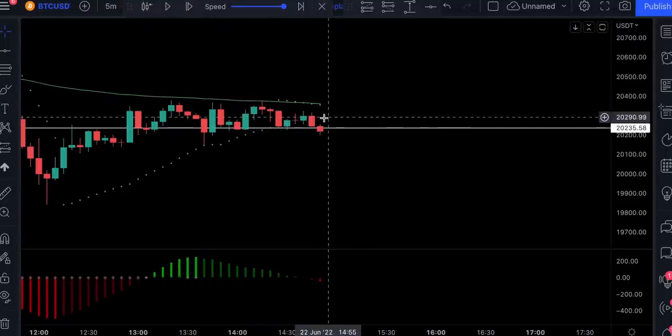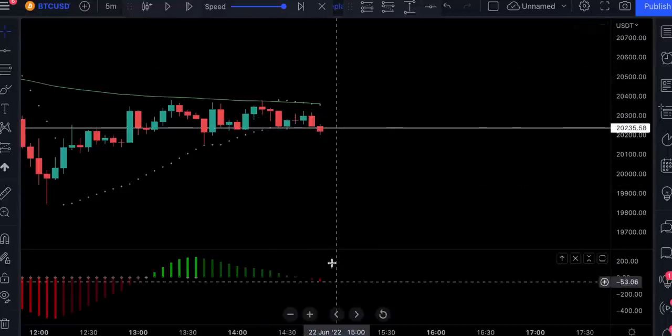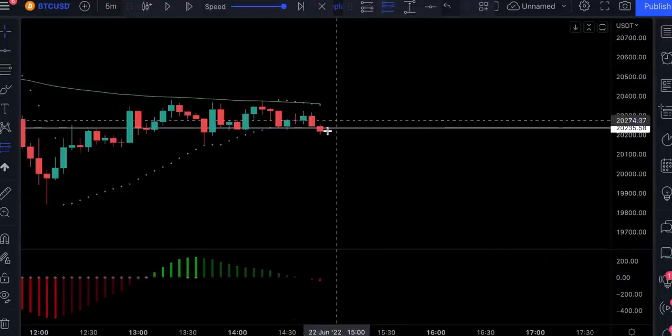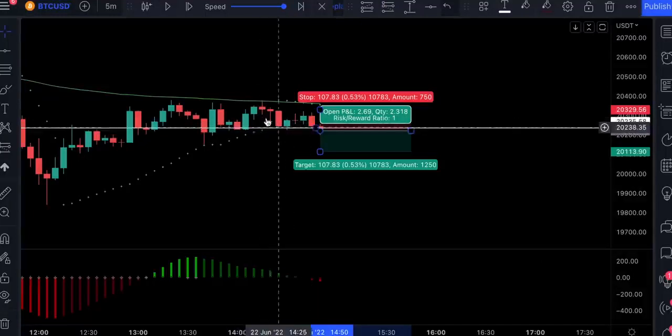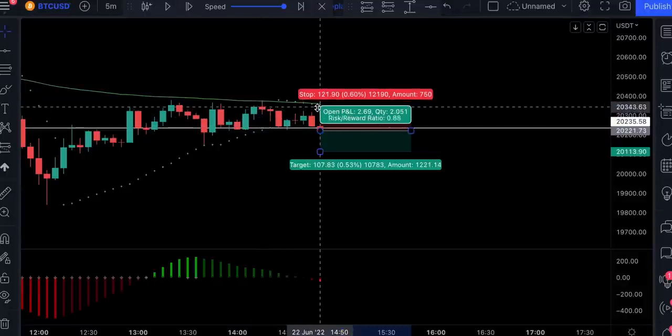We see that the squeeze momentum indicator is also being colored in red. Our stop loss will be set slightly above the candlestick we had the last bullish parabolic SAR signal on. And we're going to be targeting 1.25 times the risk.